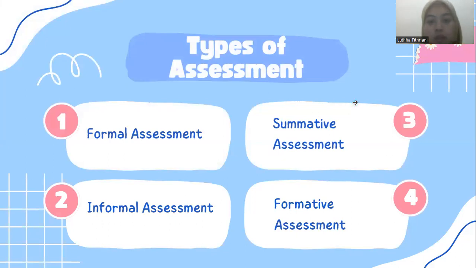And then the other type of assessment is summative assessment and formative assessment. Do you know what is the difference? The summative assessment is an evaluation after the teaching and learning process. It is designed to show what students have learned. On the other hand, formative assessment is an evaluation during the learning process. It shows that the students are learning.